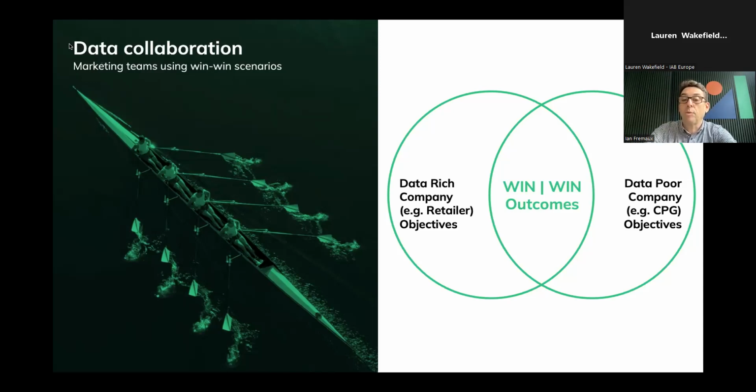And a couple of the terms we use here. So data rich and data poor. This is in the context of a particular data collaboration objective. So data poor does not necessarily mean the company doesn't have vast amounts of data, but it may be that there's a gap. So something they don't know about their consumers, that by collaborating with someone else, they can fill in those gaps and execute things that they wouldn't be able to do otherwise without doing that collaboration.